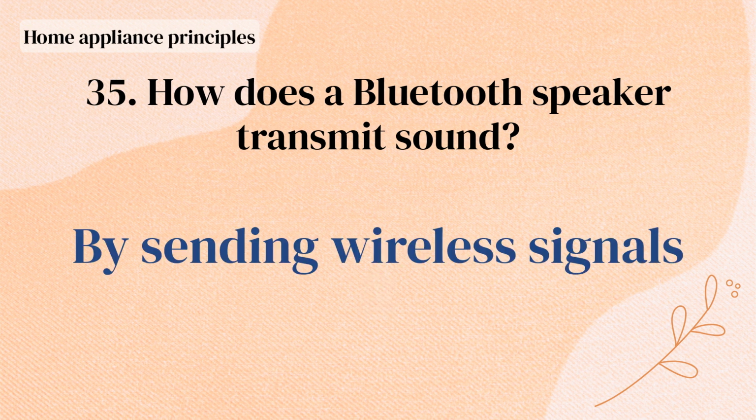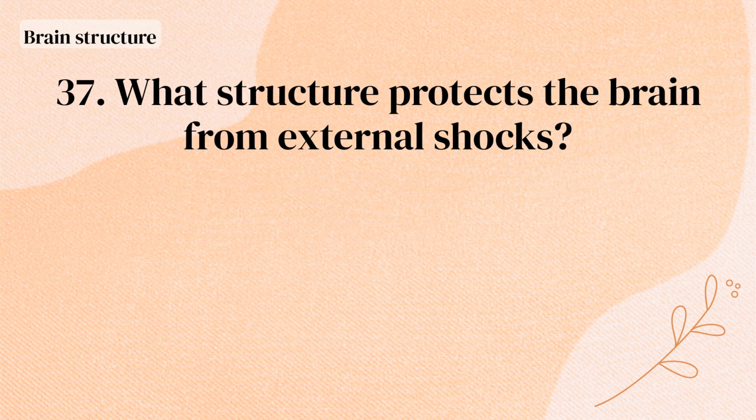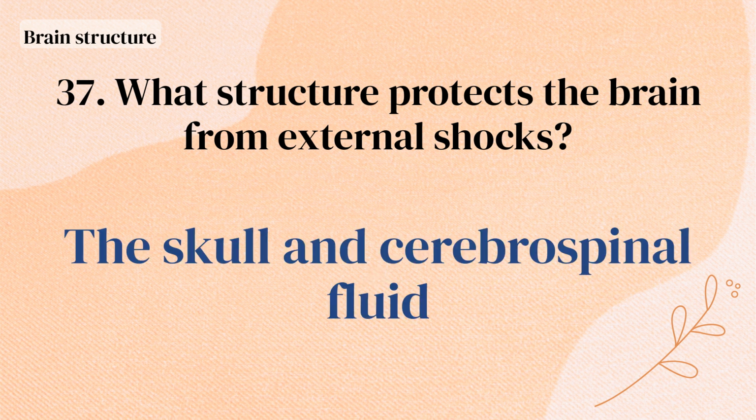By sending wireless signals. What is the phenomenon called when white light passes through a prism and spreads into different colors? Dispersion. What structure protects the brain from external shocks? The skull and cerebrospinal fluid.